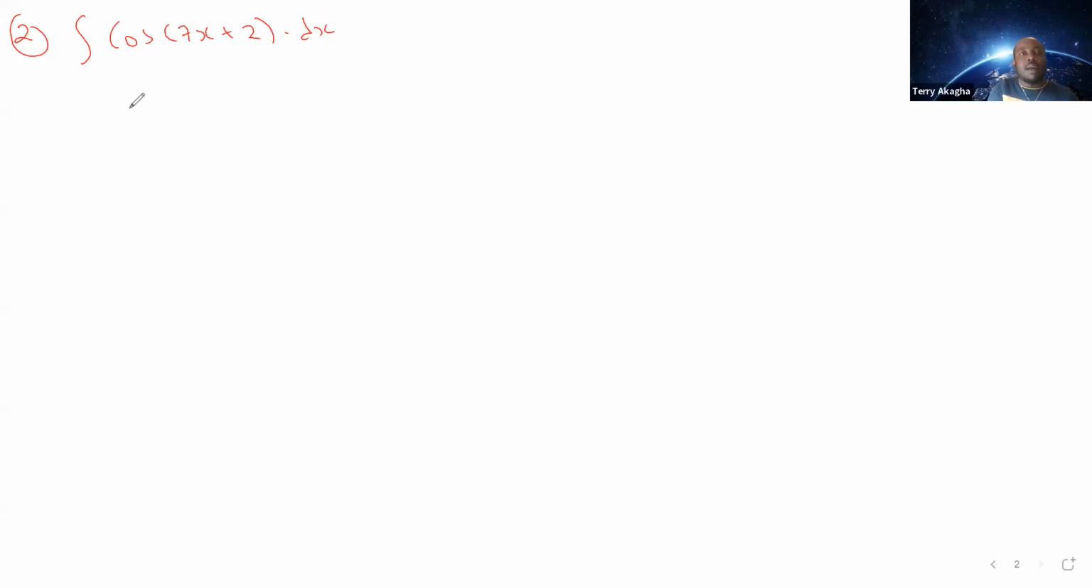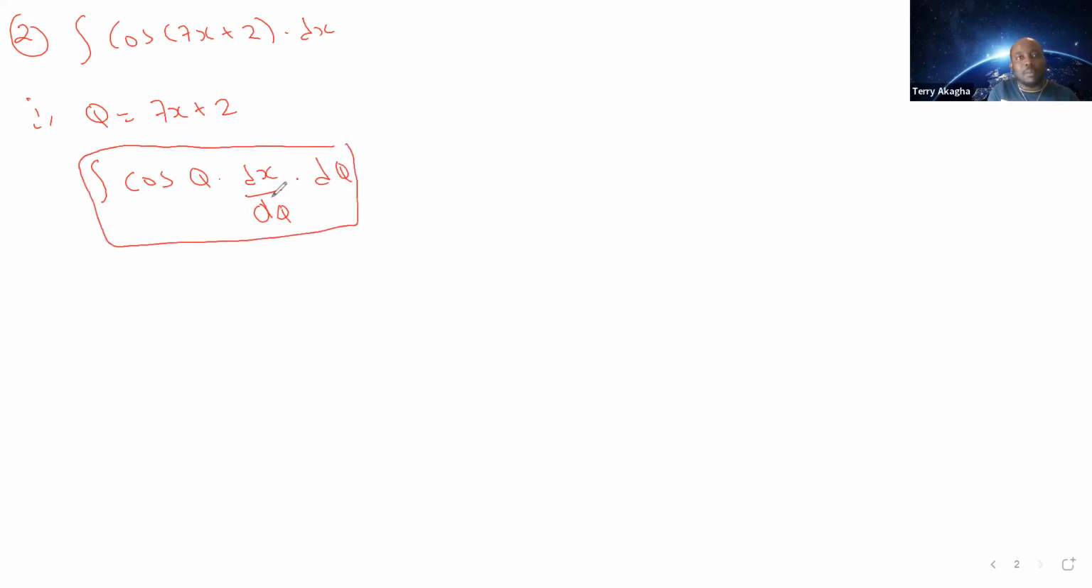So, same thing. Number 1, the first rule is replace the linear function with a letter. So that means I'm going to let q be equal to 7x plus 2. Can you see? Then the next thing, I'm going to add the dx over dq to it. So it's going to become, I'm now integrating cos q dx over dq, okay? Does that make sense? This is dq. I don't know if it's clear there.